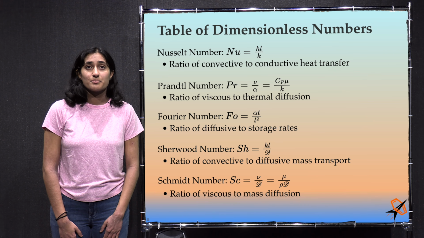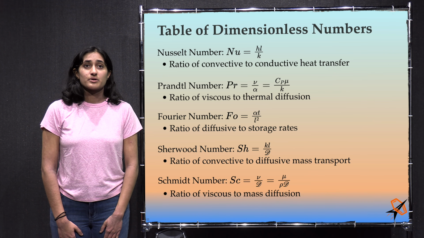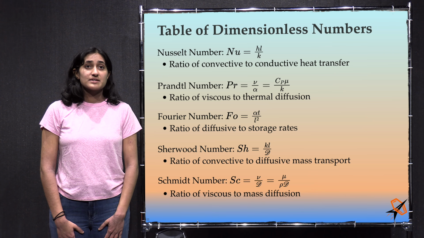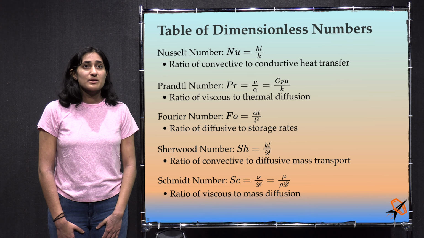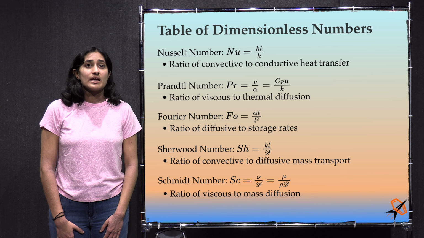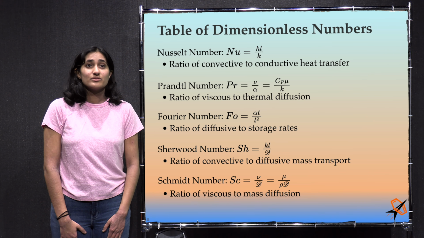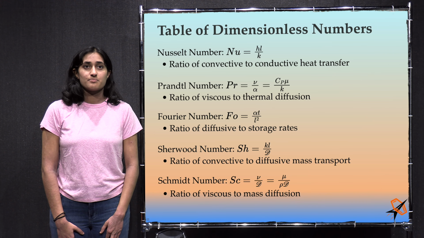Finally is the Schmidt number, which is the analog of the Prandtl number, but for mass transfer. It is the kinematic viscosity divided by the mass diffusivity of the liquid, or the dynamic viscosity divided by the density and the diffusivity of the fluid. So if you divide your dynamic viscosity by your density and your diffusivity, you've got your Schmidt number. This is the ratio of the importance of viscous diffusion to mass diffusion.